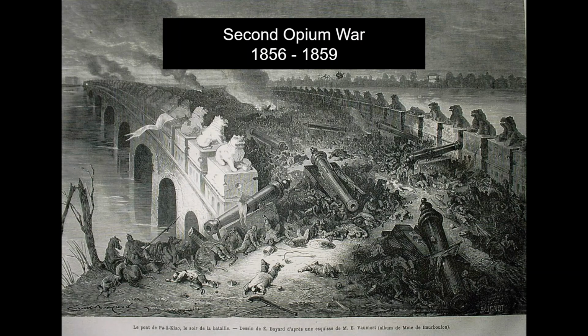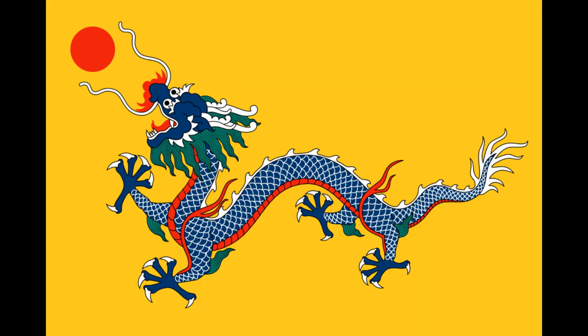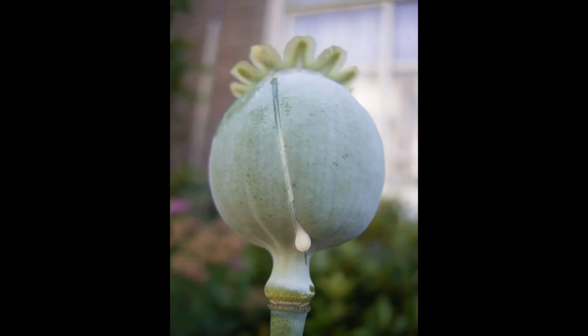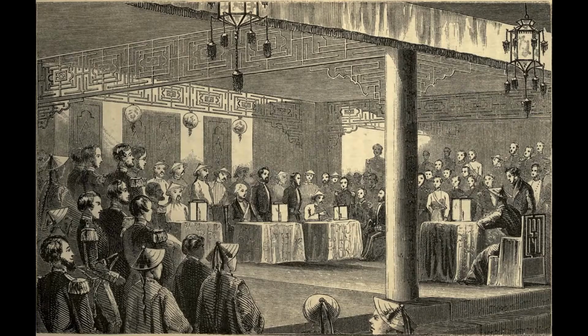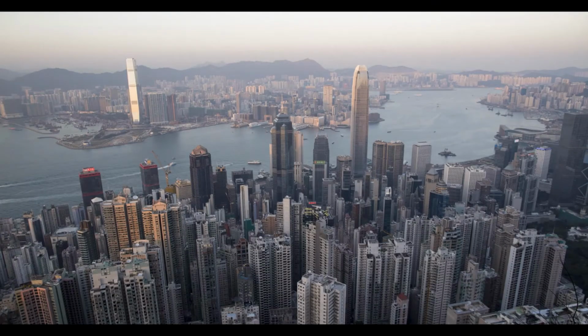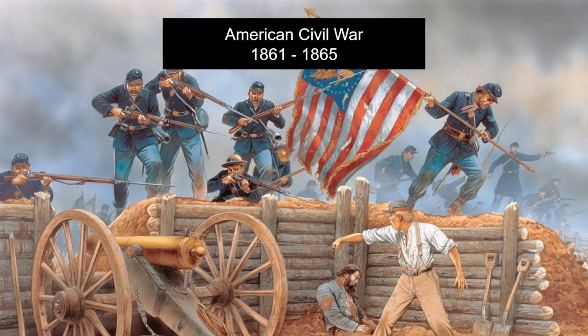Second Opium War, 1856 to 1859. The USA, allied with the Western powers of Britain and France, took on the Qing dynasty in China, over the selling of the drug opium, which the Qings did not like. The Qing dynasty was easily defeated, and they had to sign the Kowloon Agreement, which would basically give the Western powers the right to sell their opium at ports, and they would give Britain a piece of southeastern China, which would later become Hong Kong.